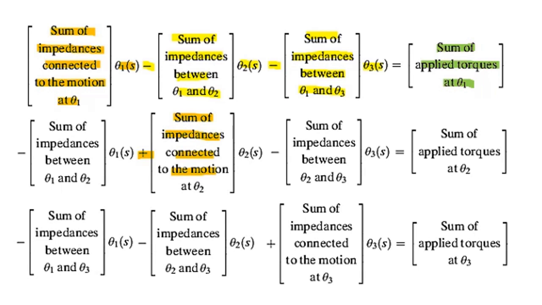Second equation will be like sum of impedances directly connected to the motion at theta 2 multiplied by motion of second test point, which is theta 2 of s, minus sum of impedances common between first test point and second test point, means theta 1 and theta 2, multiplied by motion of first test point theta 1 of s, minus sum of impedances between second test point and third test point, means theta 2 and theta 3, and this will be multiplied by motion of third test point, which is theta 3, and this will be equal to sum of applied torques at theta 2.